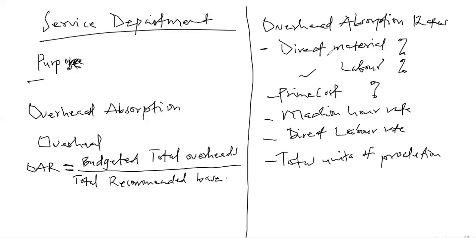So the total recommended base is what the question is asking you to use as your basis for absorbing the overheads. So if the question is telling you to use the machine hour as the basis, then it is the budgeted total overheads divided by the total machine hours. So when you divide this, then you get your OAR. That is the overhead absorption rate.